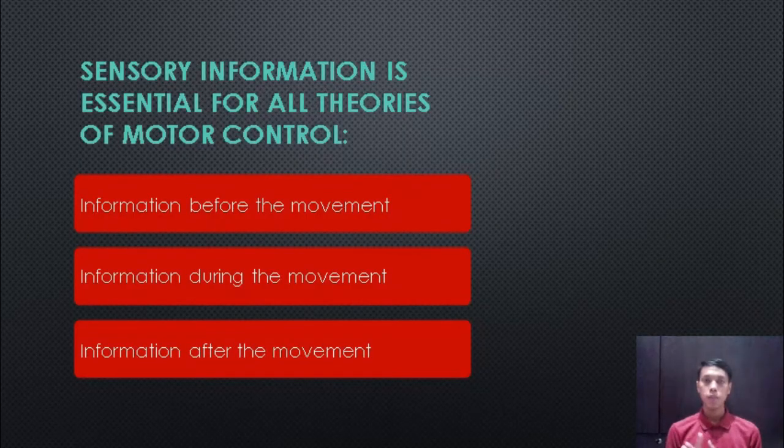In this topic, we'll be focused on three important components of motor control, which is touch, proprioception and vision, because it is essential for all theories of motor control. It provides the information before the movement, during the movement and after the movement.